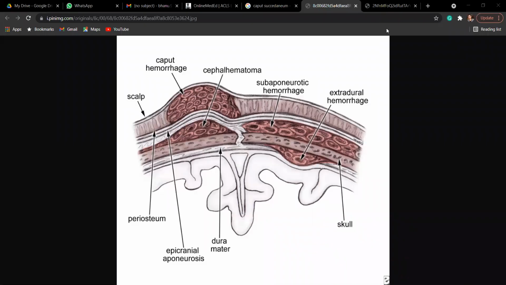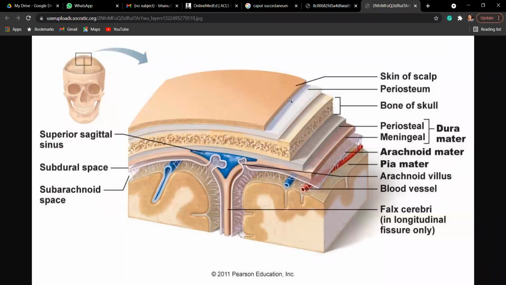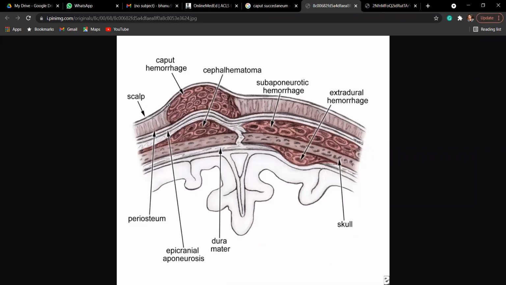If blood is accumulated between my skin and my periosteum, then you call it a caput hemorrhage, as you can see, right? So this is a blood accumulation between my scalp and my periosteum. And because my scalp and periosteum are not fused with the bone, this type of hematoma, this caput hemorrhage, can cross the suture lines. Are you getting my point?